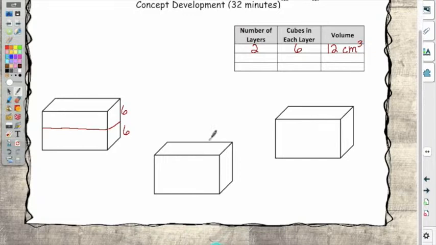Okay? What was the second way we did it? We did 4. Yeah. We did 4. So it's going to look like this. Are you watching? Yes. Those aren't very even. And we would label like this. So how many layers did we have? 3. How many cubes were in each layer? 12 cubic centimeters again. Okay?